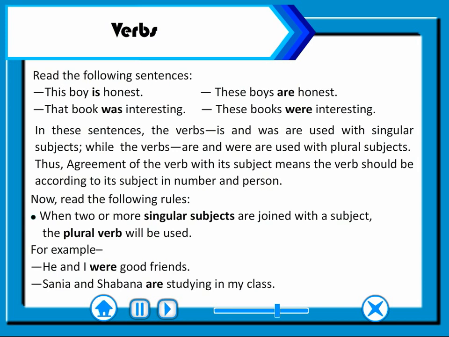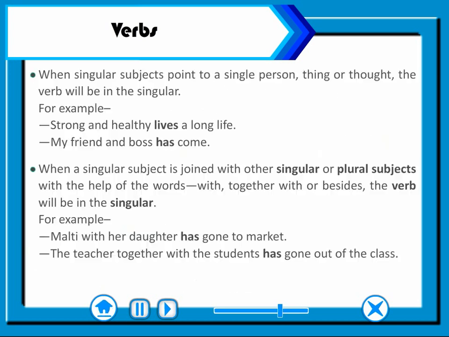When 2 or more singular subjects are joined with and, the plural verb will be used. For example, he and I were good friends. Sania and Shabana are studying in my class. When singular subjects point to a single person, thing or thought, the verb will be in the singular. For example, strong and healthy lives a long life. My friend and boss has come.